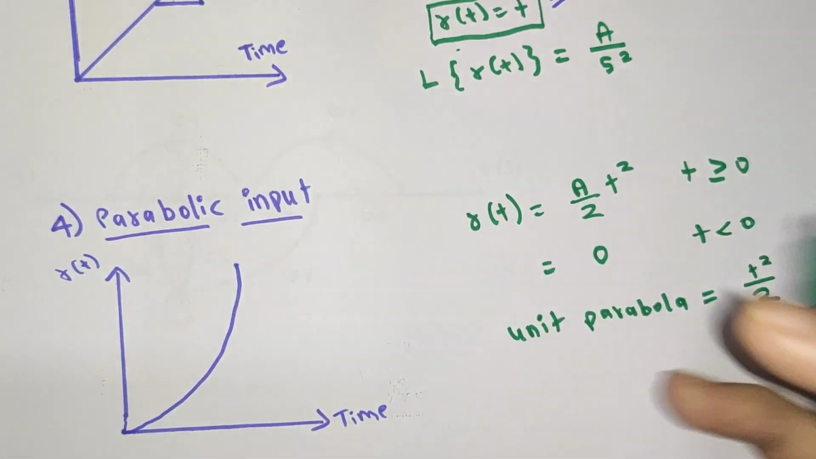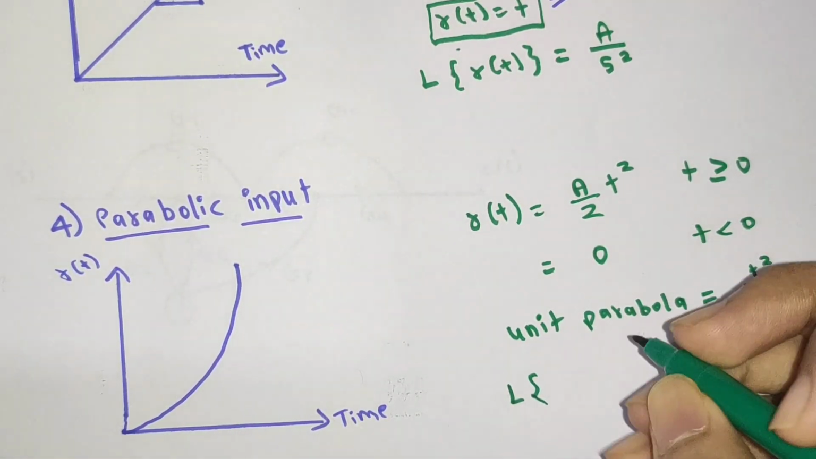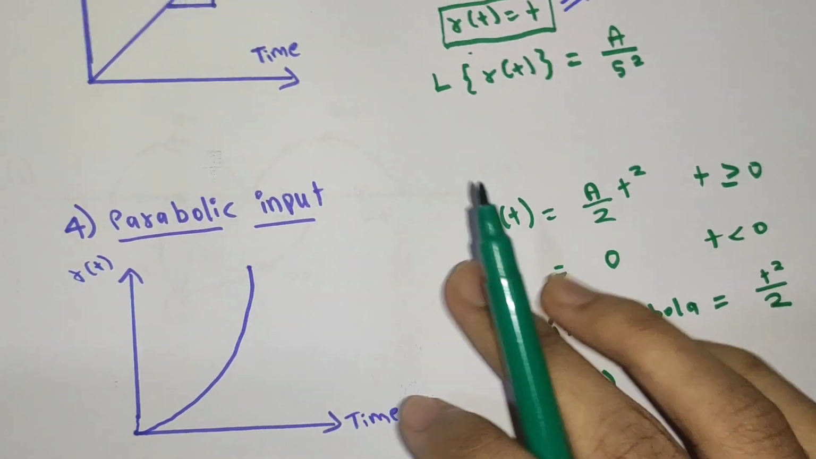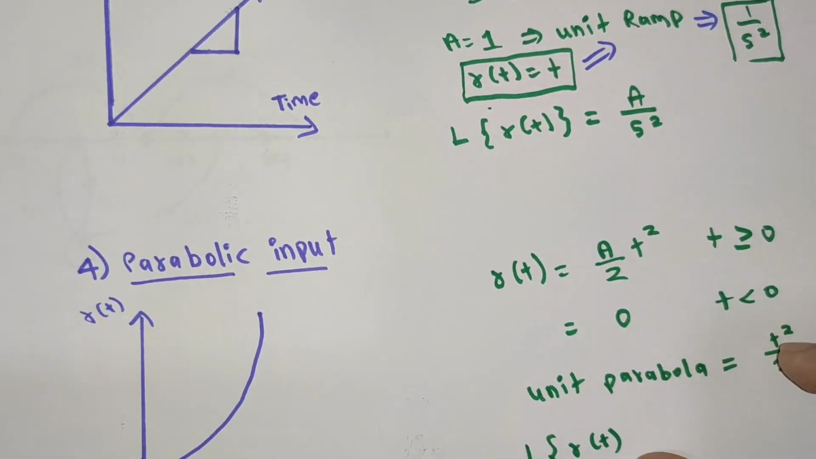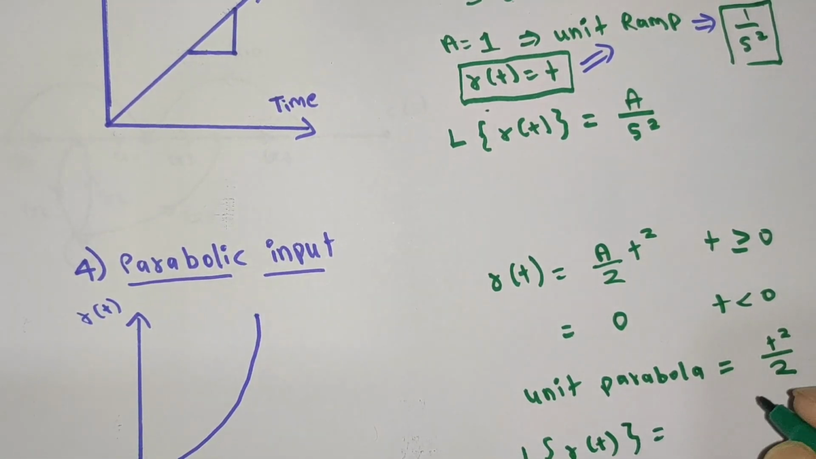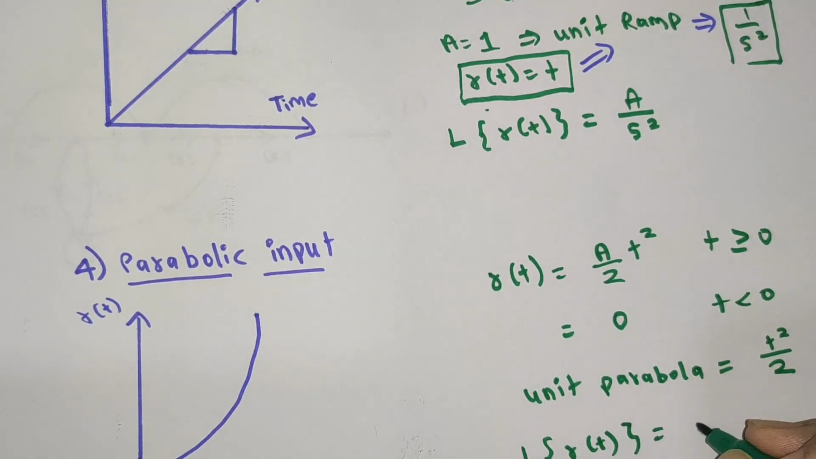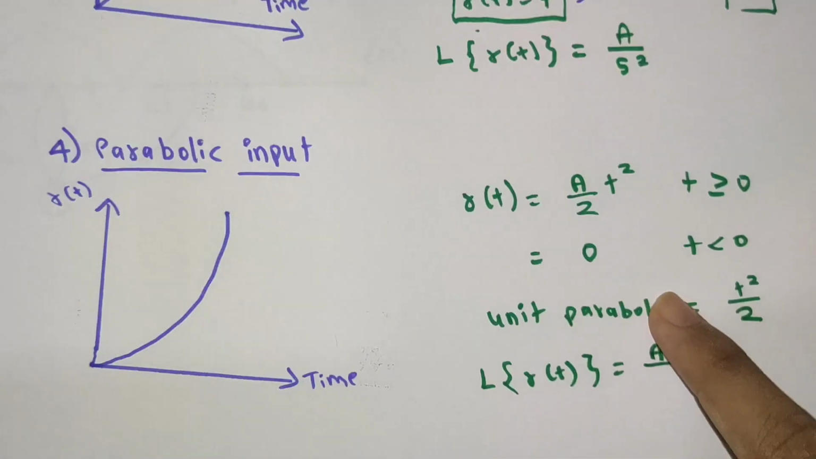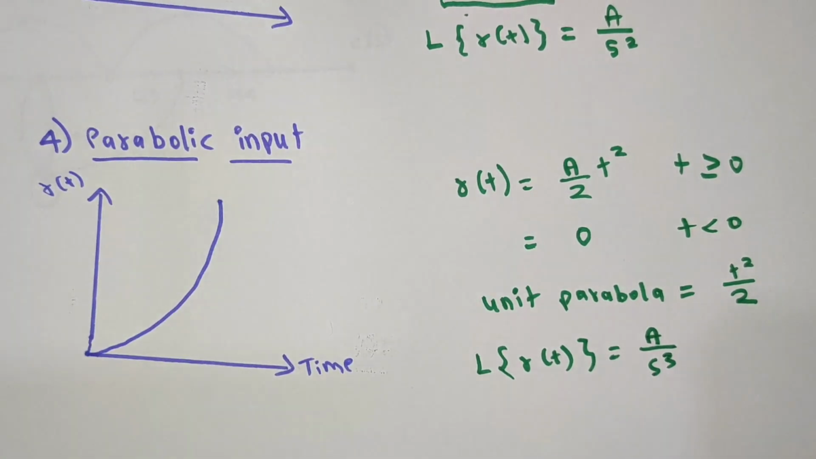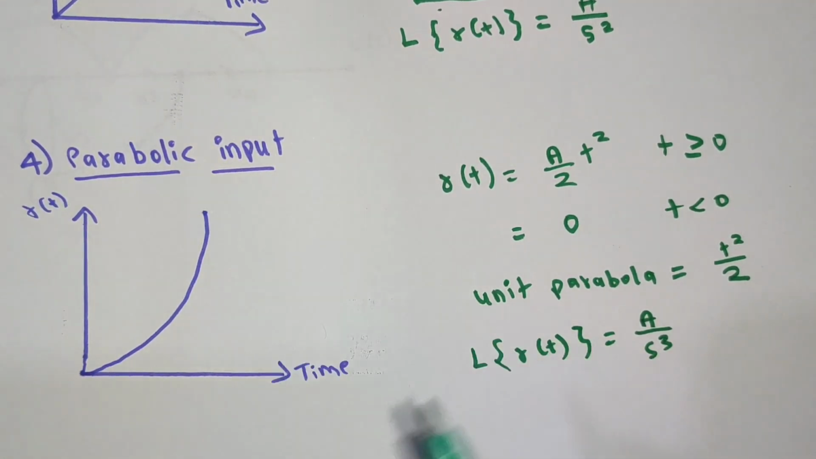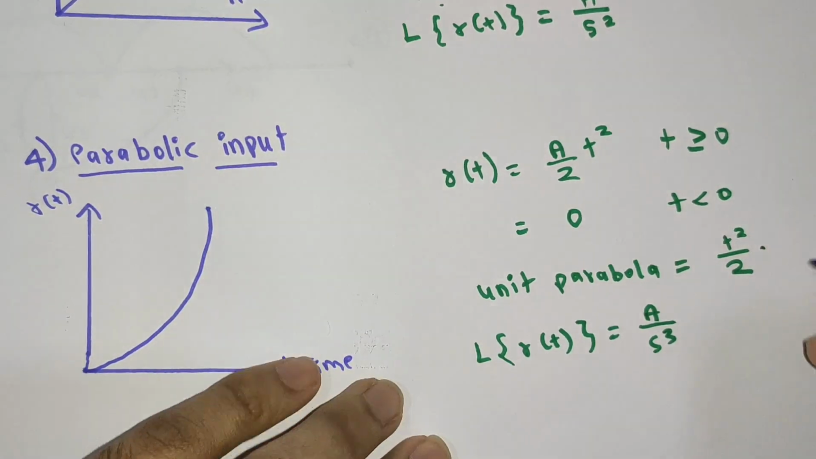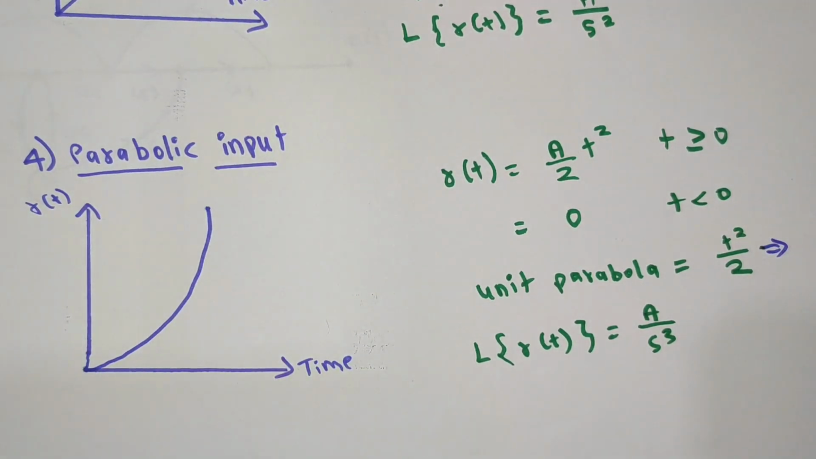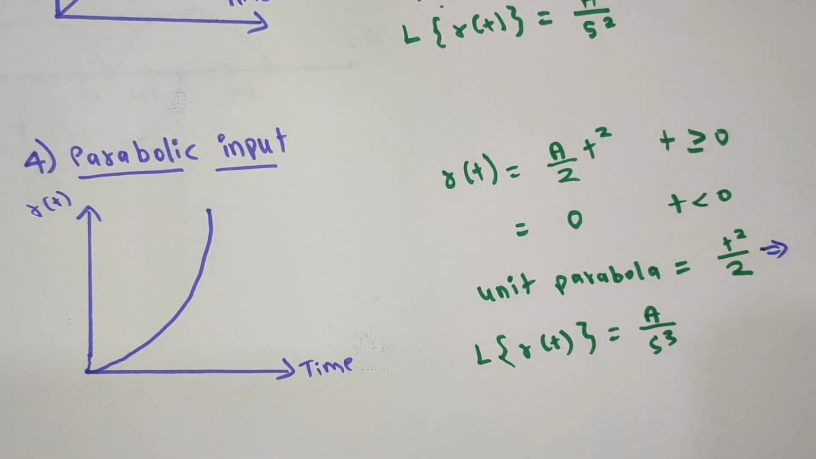Now let's find the Laplace for the parabolic input. Even this parabolic input is represented by r(t), and even the ramp input is represented by r(t). This you have to keep in mind. And now let's find the Laplace of a by 2 t square. Its Laplace will be a by s cube. This will be the Laplace for the parabolic input. And now if you are applying a unit parabola, the answer will be, we will substitute 1 here, so it will be 1 by s cube.